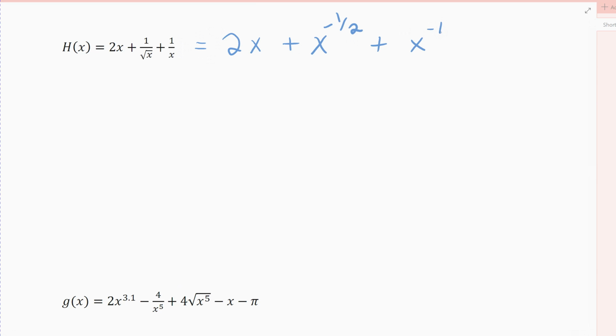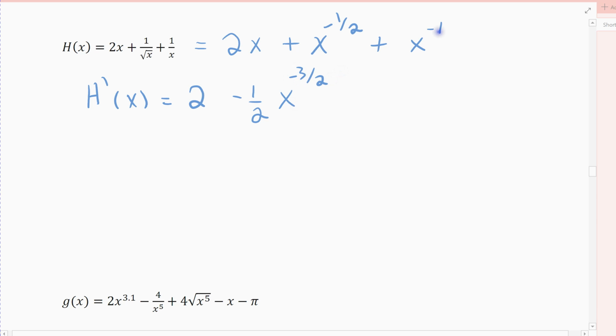All right, now I can take my derivative because I've got power rule, power rule. All right, h prime of x: the derivative of 2x is just 2, right? Because 2 comes along, derivative of just x is 1. This is a power rule. I'm going to pull out the power negative 1/2, so I'm going to get negative 1/2, x raised to the, make sure you're careful with negatives, subtracting. So negative 1/2 minus 1, and you can use your calculator, comes out negative 3/2.